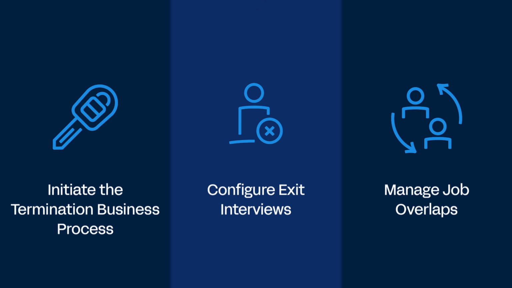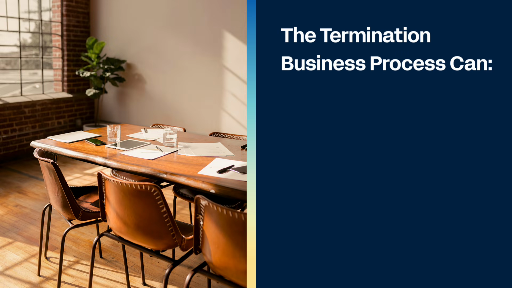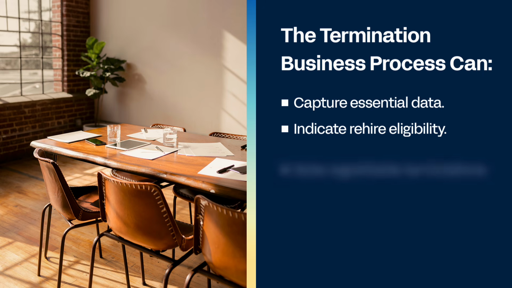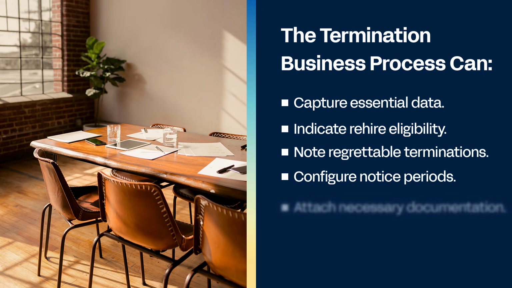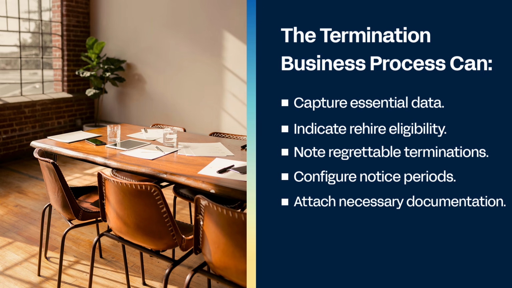seamless staffing transactions. The termination business process ends the active relationship between an organization and a worker. This configurable business process captures essential data, such as termination reasons and equipment inventory. As you initiate the process, you can indicate rehire eligibility, note regrettable terminations, configure notice periods, and attach necessary documentation. Additionally, you can include questionnaires to record information, such as exit interviews.